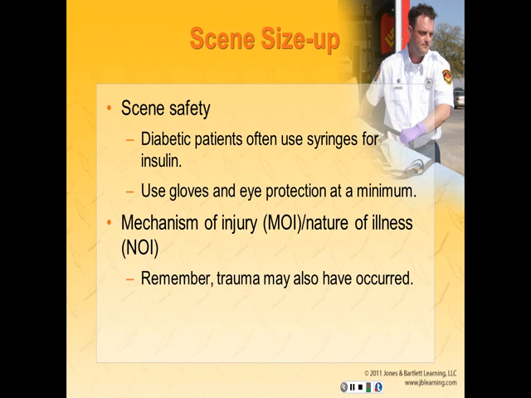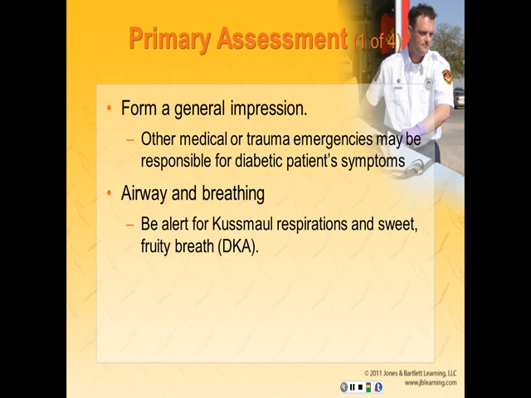Be alert for clues. For example, syringes, insulin bottles, a plate of food, or a glass of orange juice may indicate that this is a diabetic emergency. Determine the number of patients involved, use gloves and eye protection, and consider the need for additional resources. Determine the mechanism of injury, nature of the illness, and remember, trauma may also be a factor.